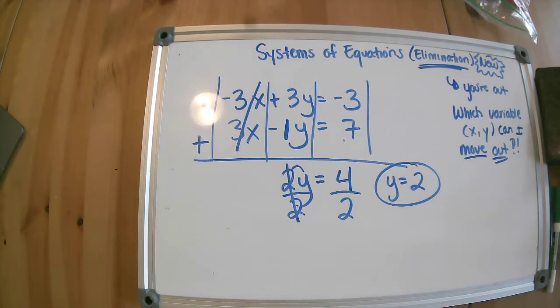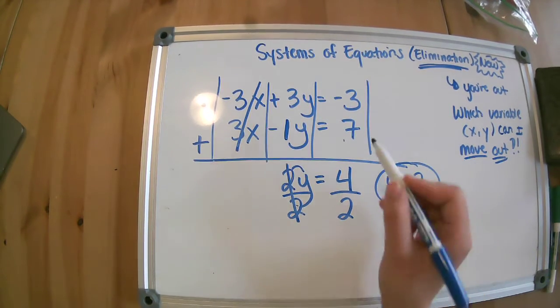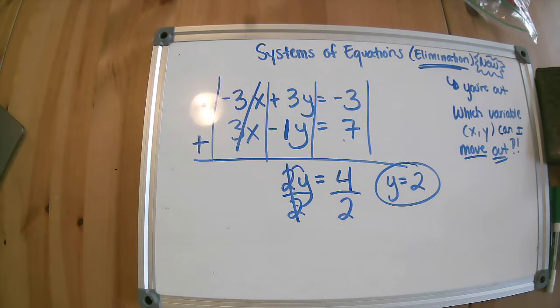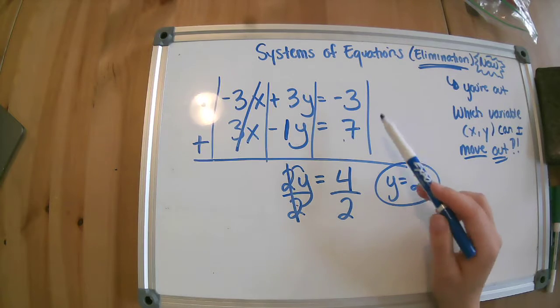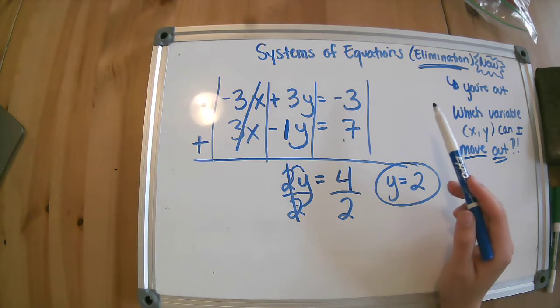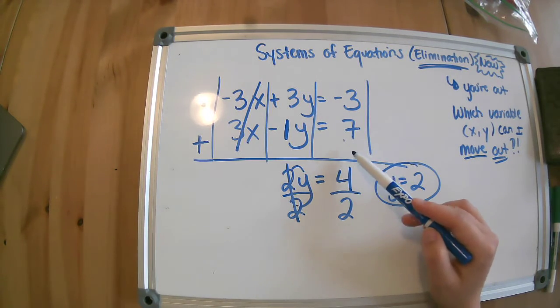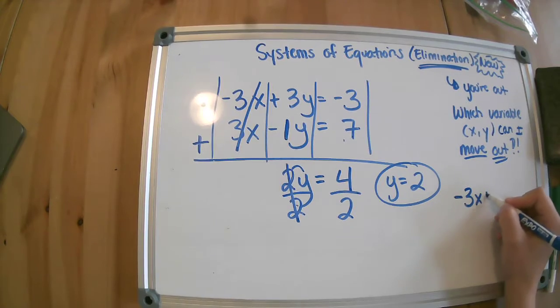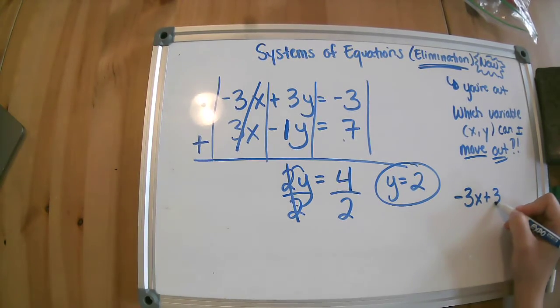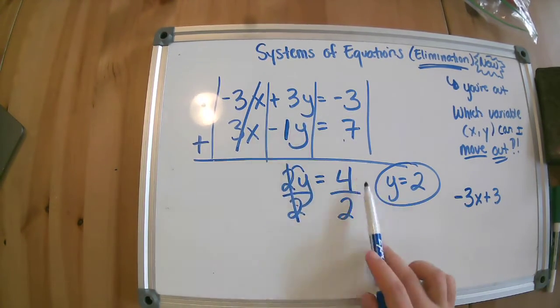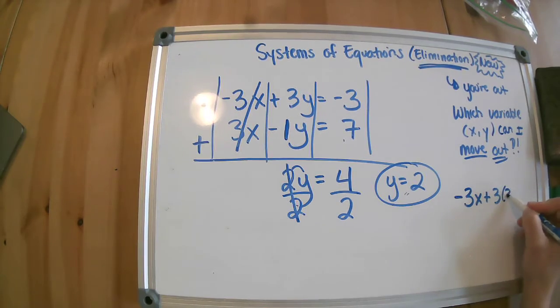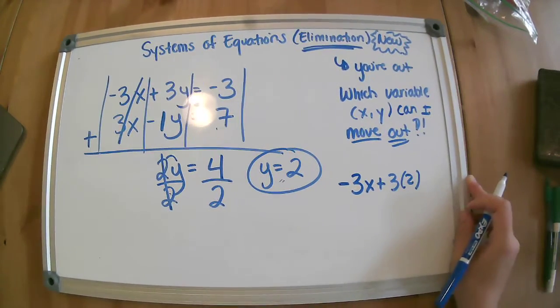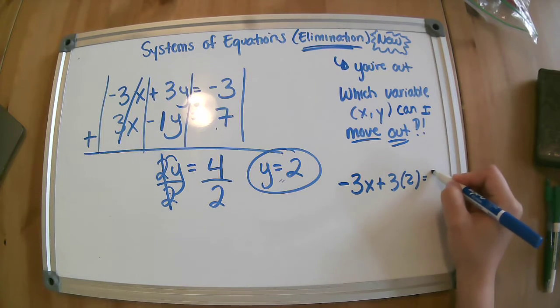The last thing is I have to take my answer and now plug it in to one of my 2 equations to get my x. Again, it does not matter which equation you choose. So in the first example, I chose the second equation. So now I'm just going to choose the first. It doesn't really matter. So I'll do negative 3x plus 3, and then parentheses y, right? Y now is 2, so I can do times 2. Equals negative 3.